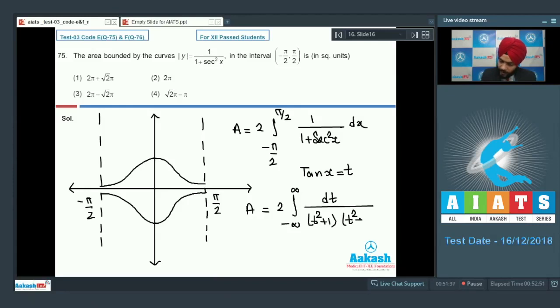This integration can easily be managed by creating a difference of these 2 terms in the numerator. So final area will come out to be equal to 2 pi minus root 2 pi, and that is again going with option C. Okay, so answer is option 3. Let us move on to 76.